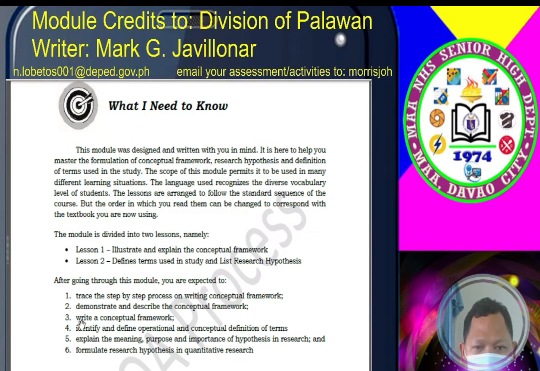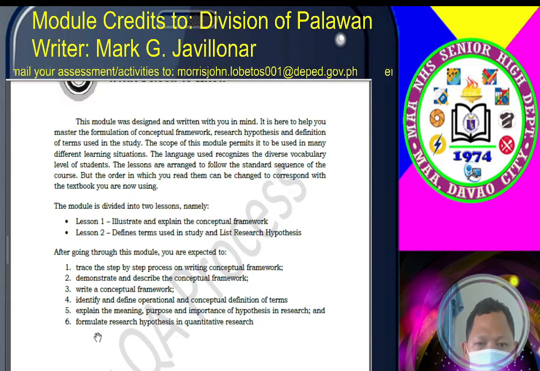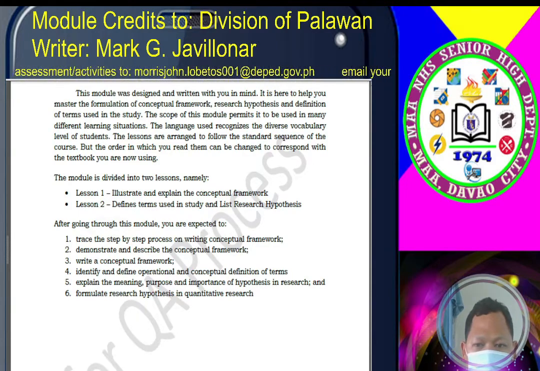So these are the expected output. Number 1, trace a step-by-step process on writing a conceptual framework. Number 2, demonstrate and describe the conceptual framework. Number 3, write a conceptual framework. Number 4, identify and define operational and conceptual definition of terms. And 5, explain the meaning and purpose of hypothesis in research, and formulate research hypothesis in quantitative research.